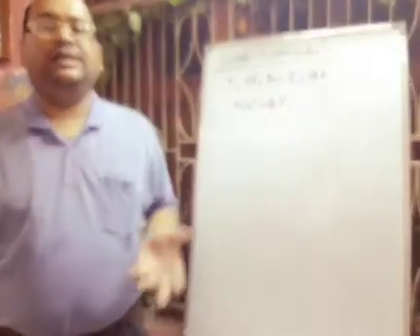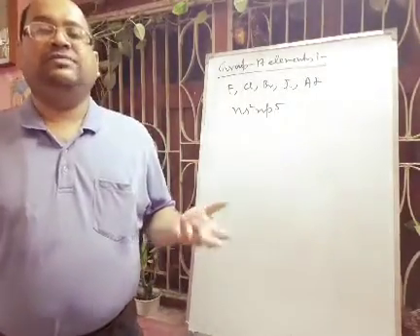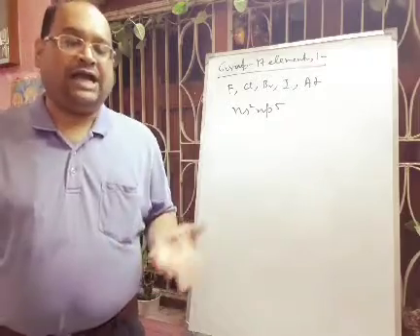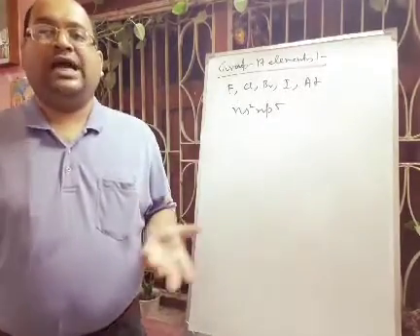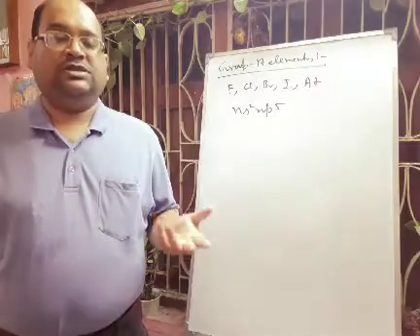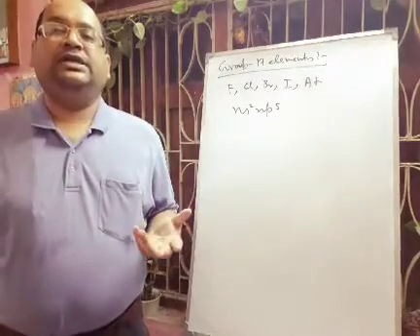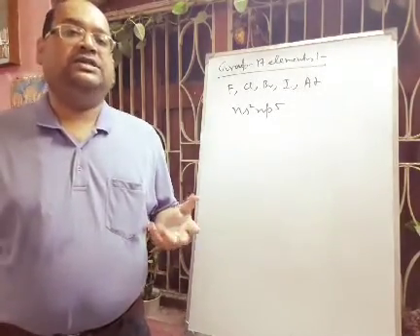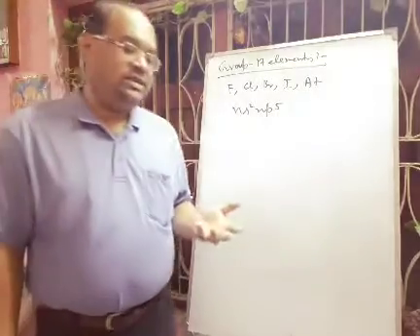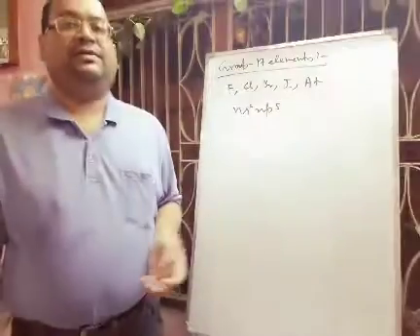We can think about iodine. In HI it is minus 1. When we think about ICl it is plus 1. When it is IF3, the iodine oxidation state will be plus 3, when it is IF5, it is plus 5, and when it is IF7, that will be plus 7.